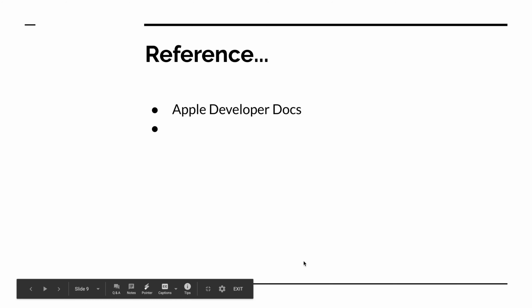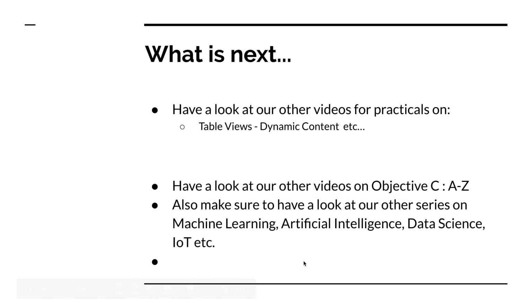The reference we used is the Apple Developer Docs. And what's next? You have to look at our other lessons and practicals on table view dynamic content, because we have a few more things such as event handling and stuff like that. And also have a look at our other videos on objectives A to Z.